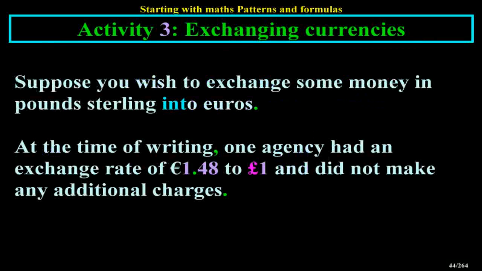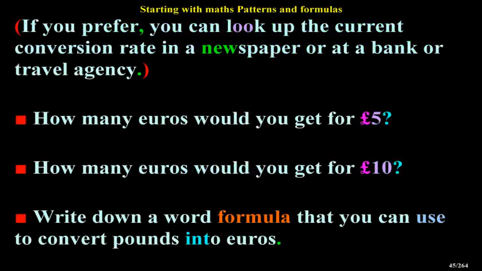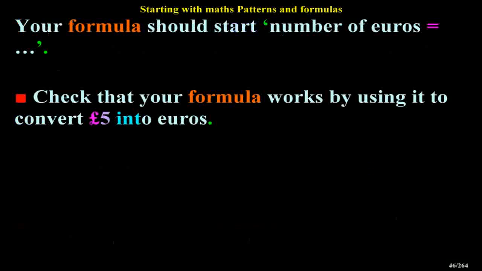Activity 3. Exchanging currencies. Suppose you wish to exchange some money in pounds sterling into euros. At the time of writing, one agency had an exchange rate of £1 to €1.48 and did not make any additional charges. If you prefer, you can look up the current conversion rate in a newspaper or at a bank or travel agency. How many euros would you get for £5? How many euros would you get for £10? Write down a word formula that you can use to convert pounds into euros. Your formula should start: number of euros equals. Check that your formula works by using it to convert £5 into euros.